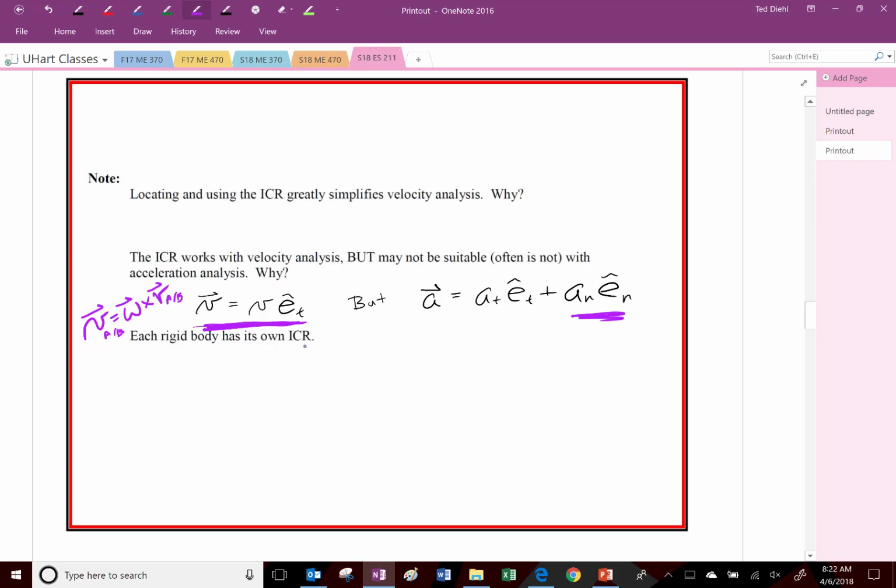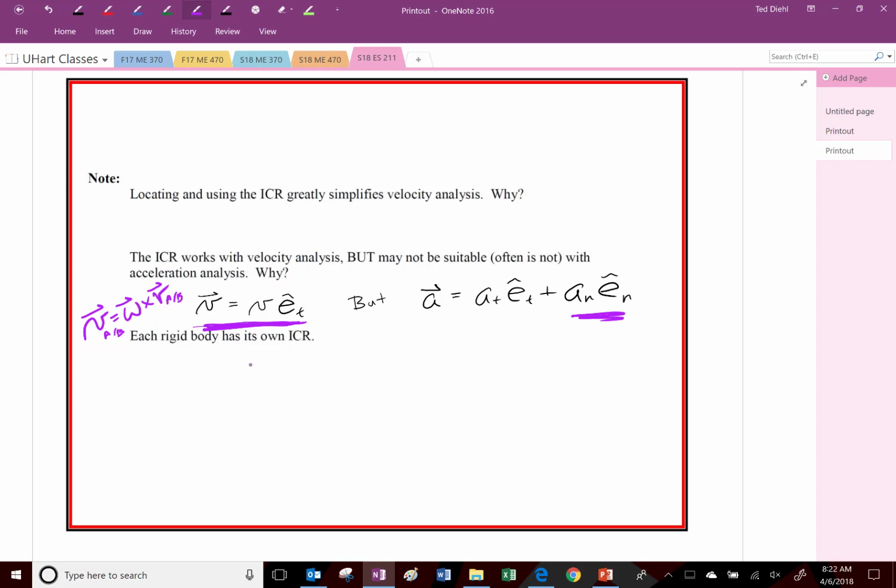Each rigid body has its own ICR, right? But they share the same velocities. When you have multiple linkages, we can use the position of the linkages, because the relative velocities are going to be perpendicular to the linkage.